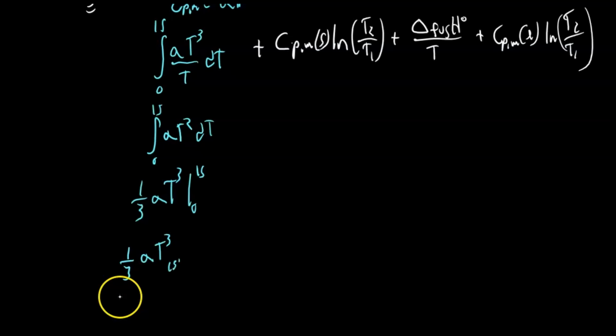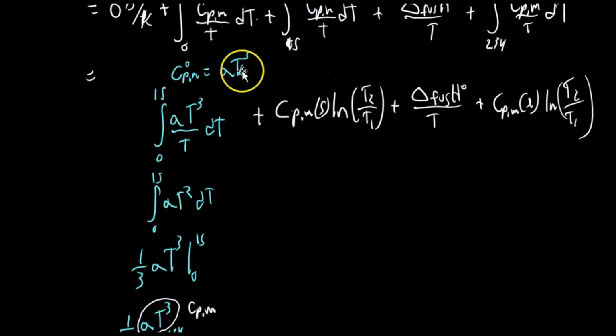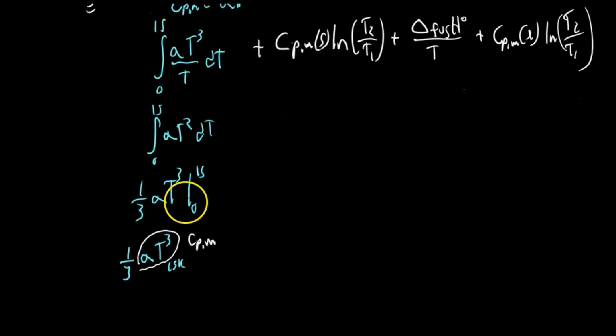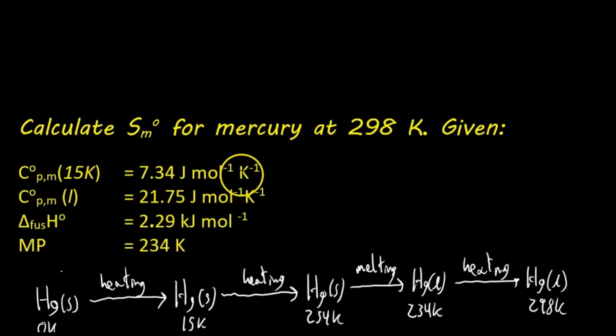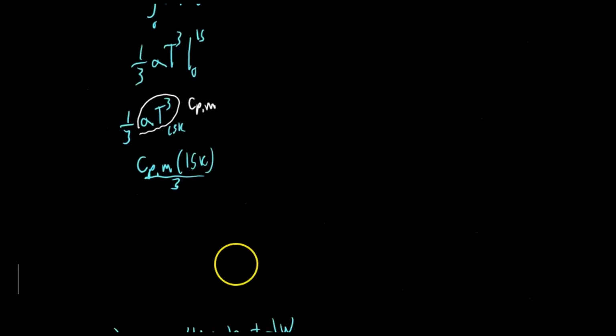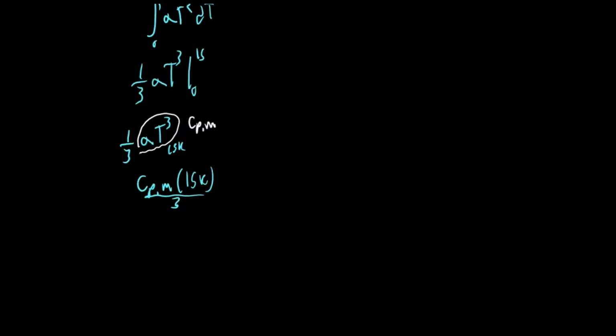At 15 Kelvin, now we don't know what the a is. This here, this is our CPM. This is the Debye extrapolation. CPM is a T cubed. So it's literally equal to CPM at 15 Kelvin divided by 3. So that's nice. We have a value for that, which is 7.34 joules per mole per Kelvin. So this is 7.34 joules per mole Kelvin, all divided by 3.